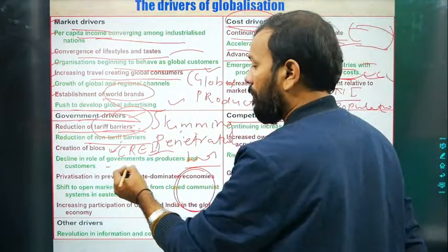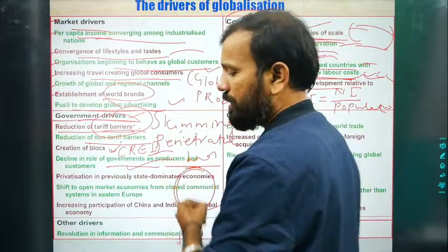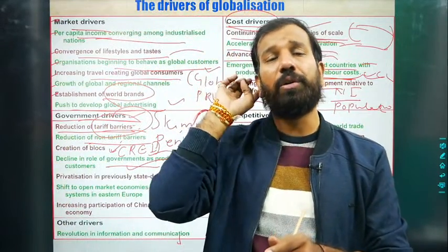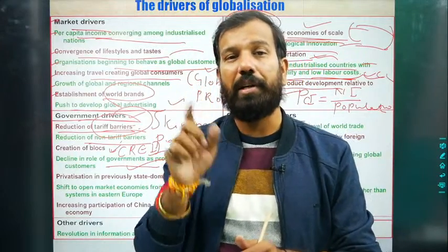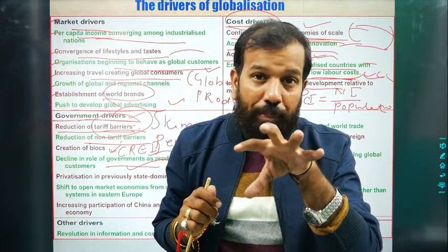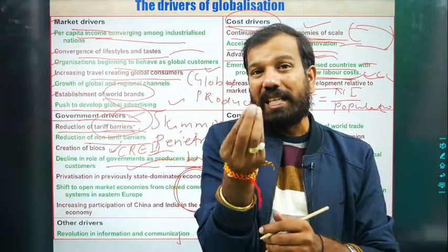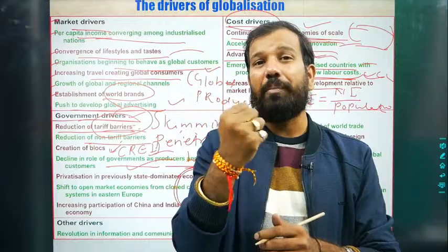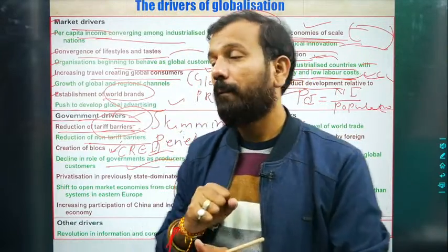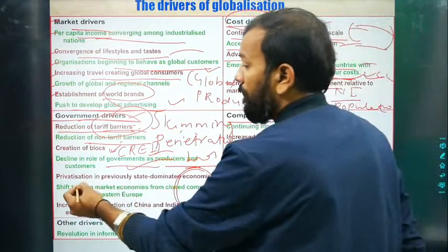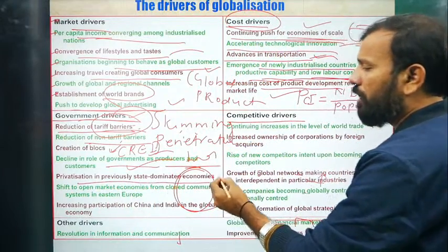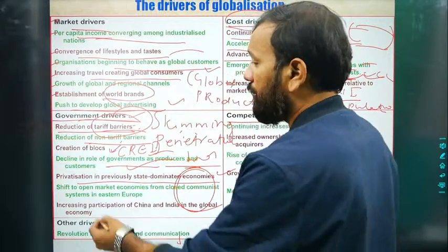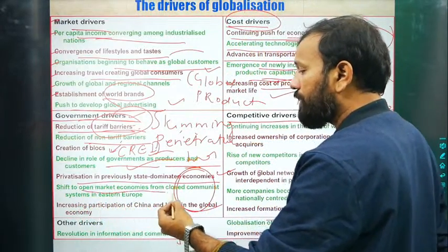Decline in the role of government as producers and customers. Yes, if the government does not intervene, as I already told you regarding the market environment. A government poking its nose into every aspect for consumers and producers means the chances of productivity are very minimal. Then privatization in previously state-dominated economies. Yes, we should focus on privatization.